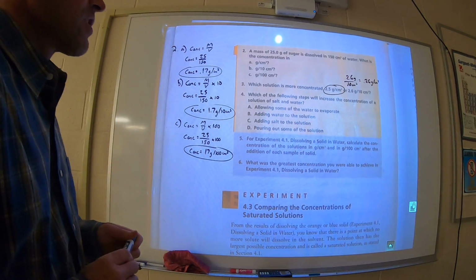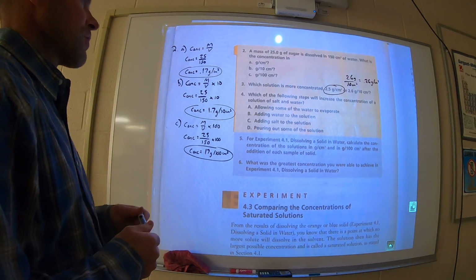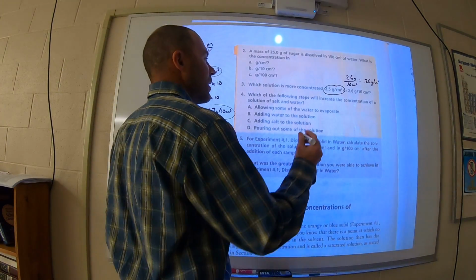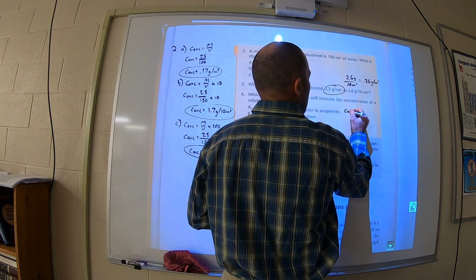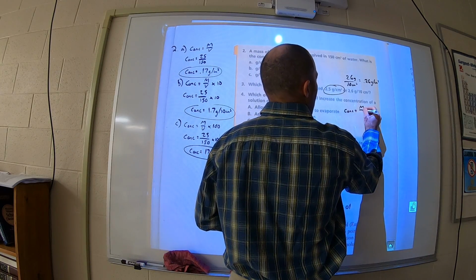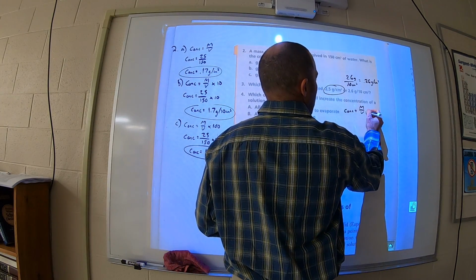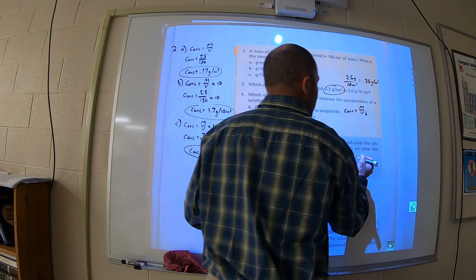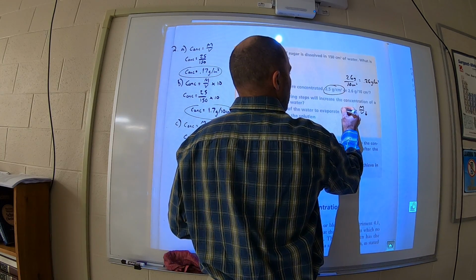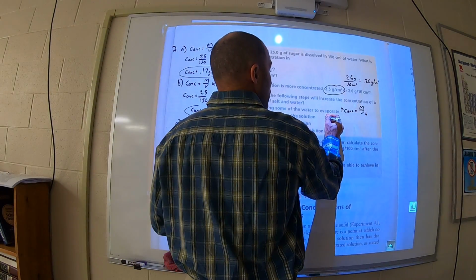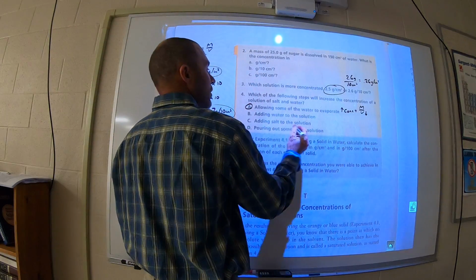Number 4, which of the following steps will increase the concentration of a solution of salt and water, allowing some of the water to evaporate? Well, let's look at it. Concentration, let's just say it's equal to mass divided by volume. If you allow some of the water to evaporate, you're going to decrease the volume, and you're going to therefore increase the concentration. So A should be circled.